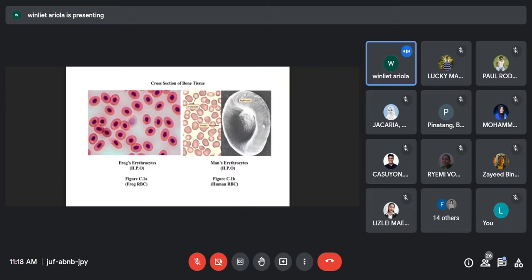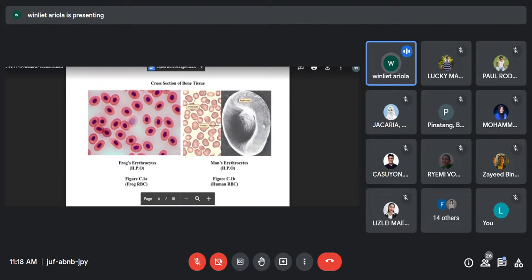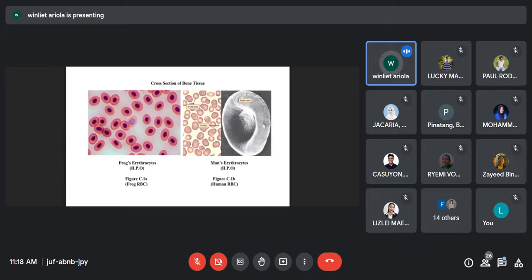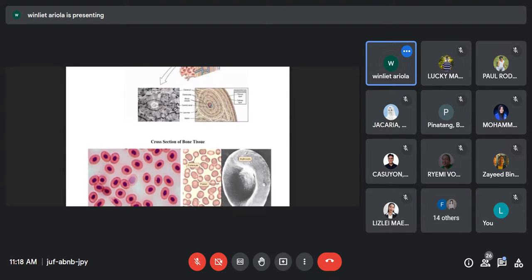But this one, okay ha? So look at the picture. This is the frog's erythrocytes. This is the man's erythrocytes or RBC. Okay, so baka lalabas yan sa exam. I will be asking you to identify kung ano yung image. Okay?